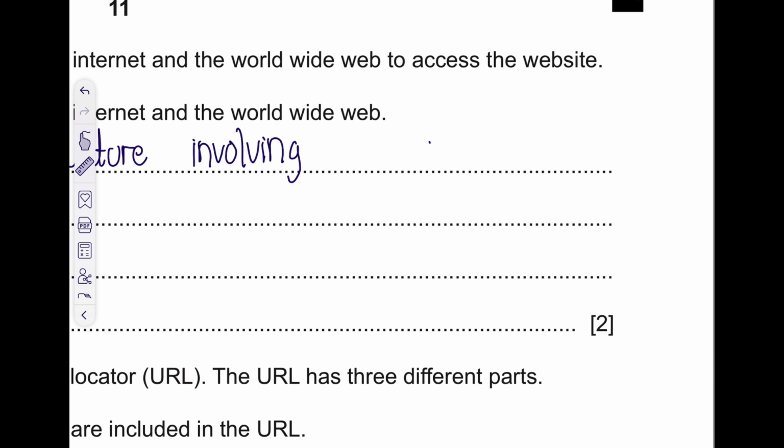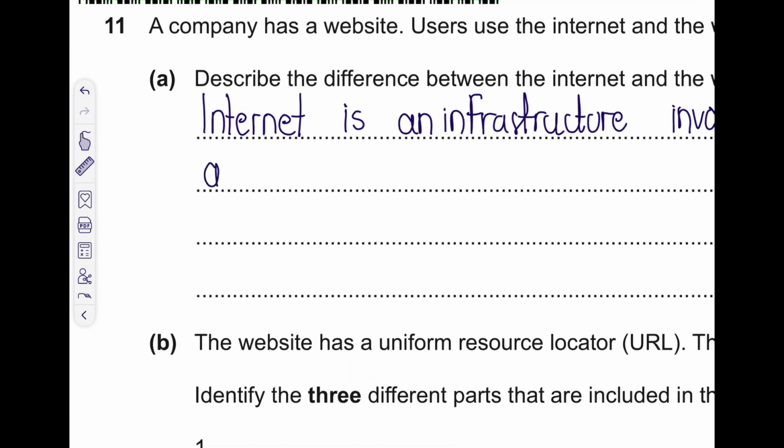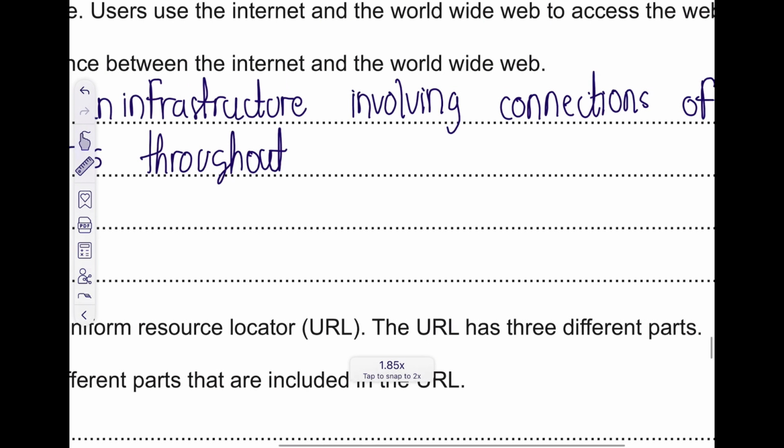Internet is an infrastructure involving a connection of devices which are directly connected to the internet, in a connection of devices and networks throughout the globe. So you have different devices and networks which are all connected together using the internet. Indeed, the video you're watching now is also provided by the internet.